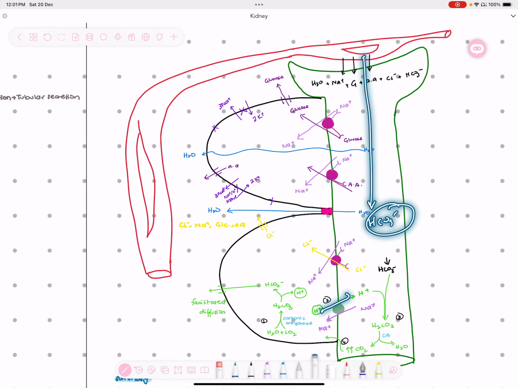And the protons are being secreted out from the cells of our proximal convoluted tubule, the epithelial cells. Protons are being excreted out from them. So again, let's establish that bicarbonate is coming from the filtrate, from the top here, and protons are being secreted out. So just know this for now.